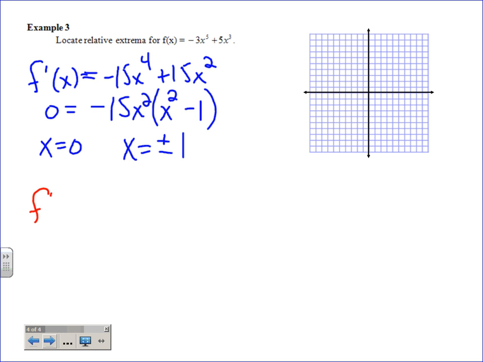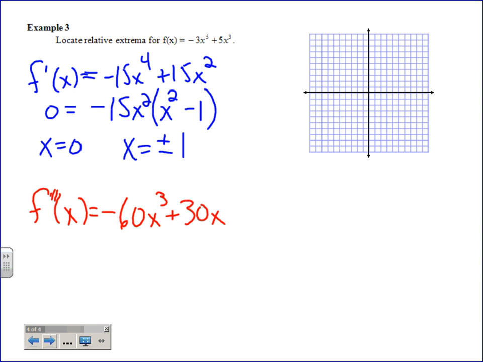But seeing this second derivative is fairly easy to take, it might not be a bad idea, because you get negative 60x to the third plus 30x. We don't really have to set this equal to 0. If you did, you would have gotten x equals 0 and x equals positive and negative square root of 2 over 2, and you could have found where it's concave up and down if you wanted to. But that's not what we were going for here.